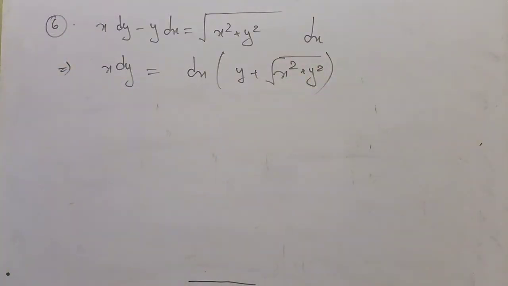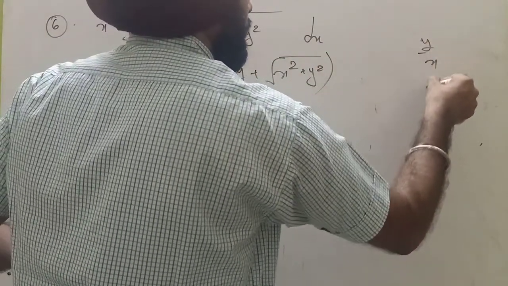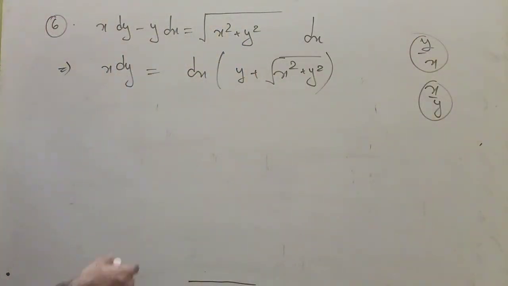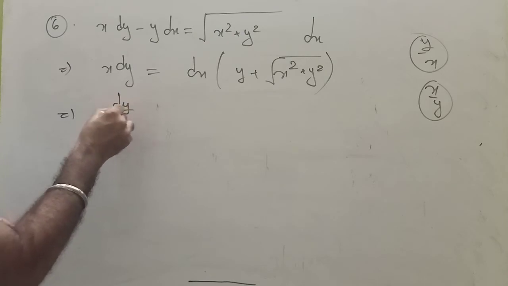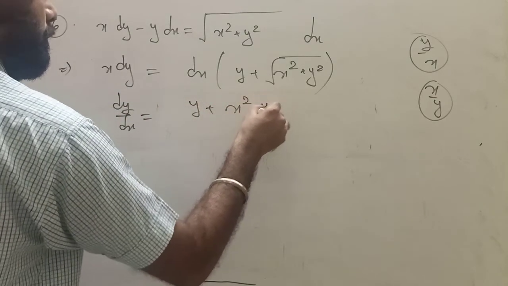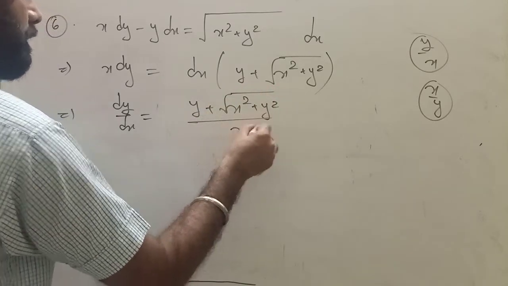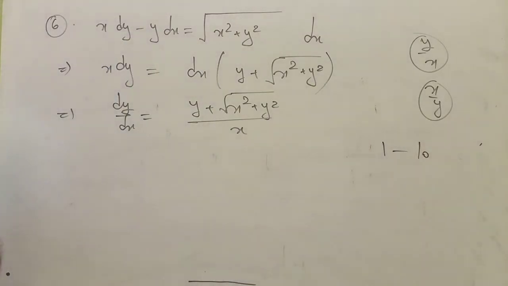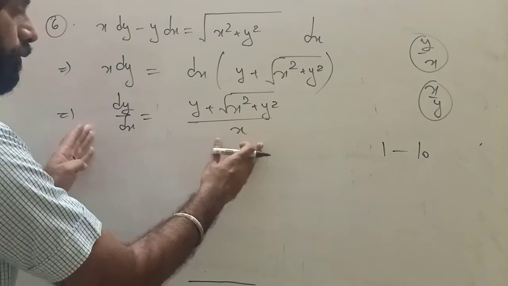In normal questions where there is no y over x and no x over y, we will apply the method of y is equal to vx. So make dy by dx equal to y plus under root of x square plus y square over x. Now see that in questions 1 to 10 of exercise 9.5, they have written that first of all show that this is homogeneous and then solve. In the last two questions we have only solved the questions, not proved it. Now we will prove this question also.